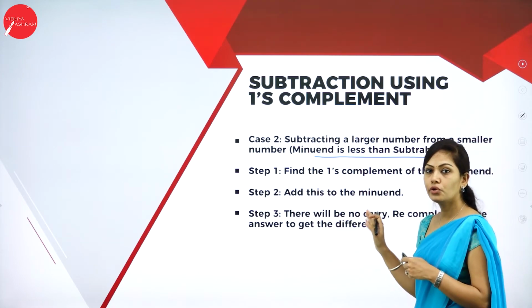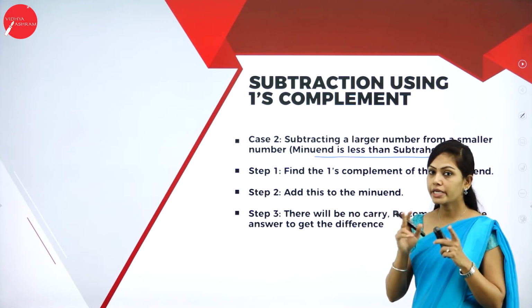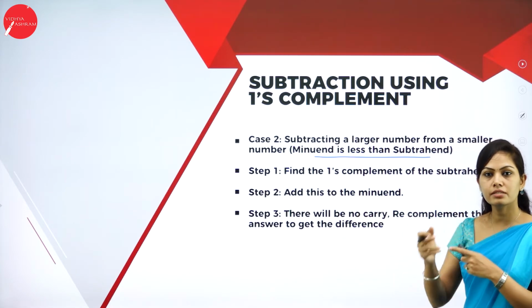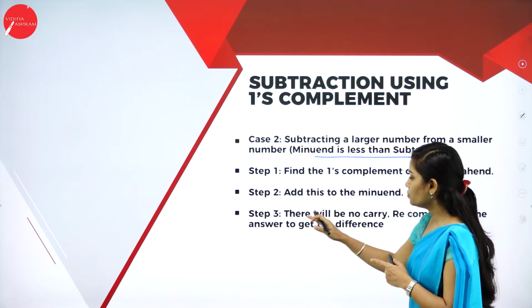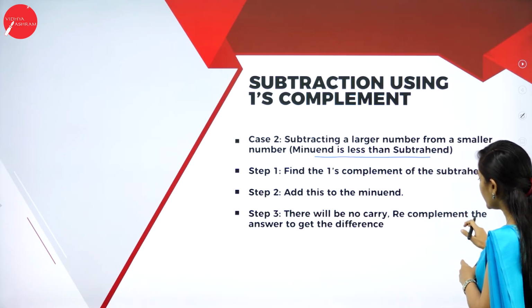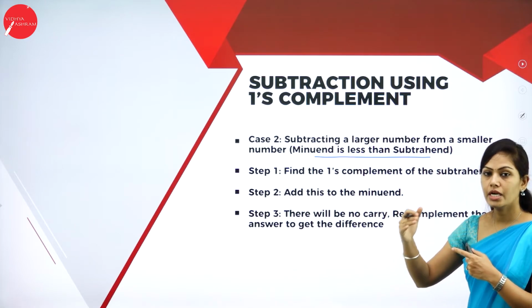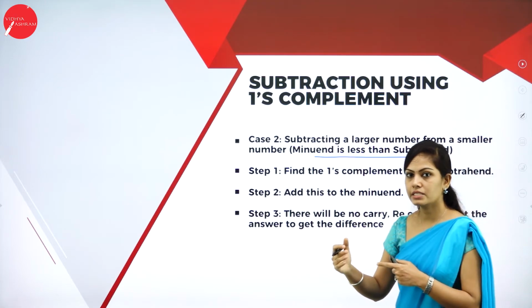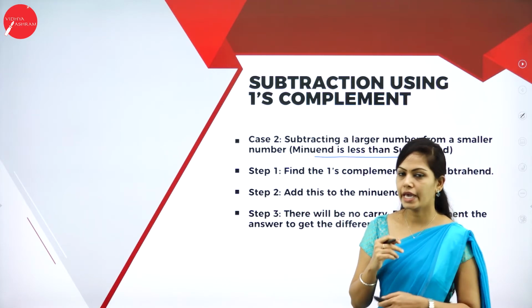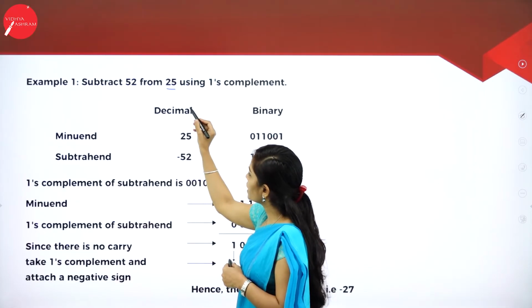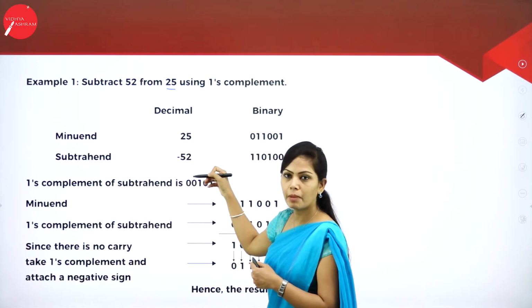There will be no carry. If you get any carry, you just add that carry to the least significant bit and you will get the difference. In case 2, there will be no carry. Recomplement the answer, and put a negative symbol in front of the answer. Example. Here the subtrahend is larger than the minuend.